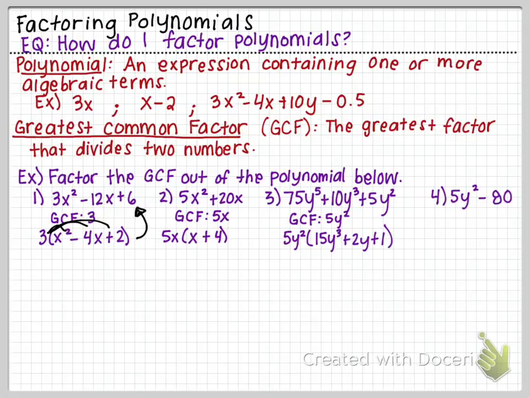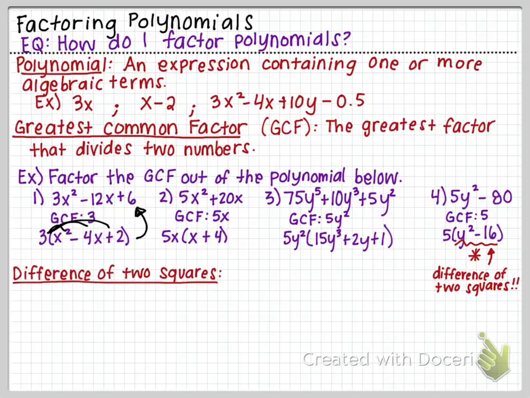All right. And this one, what's the GCF? The GCF is 5. So if we take out a 5, we're left with y squared minus 16. All right. Now, if I said factor out the GCF, we'd factor out the GCF of each of these terms. But do you notice what y squared minus 16 is? This is something called the difference of two squares. And I know that you guys have seen this before, but let's talk about what that is.